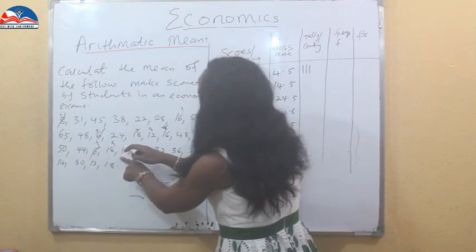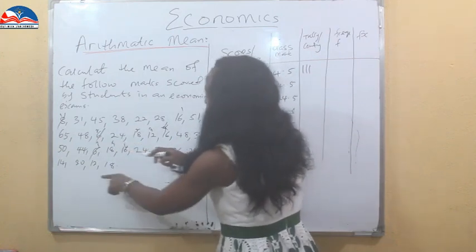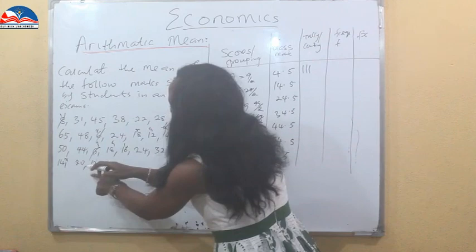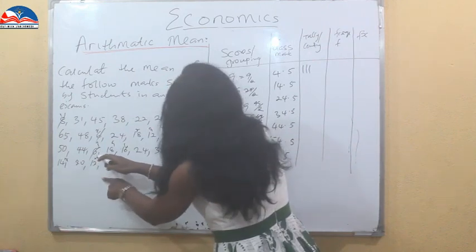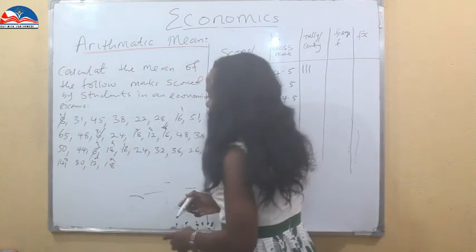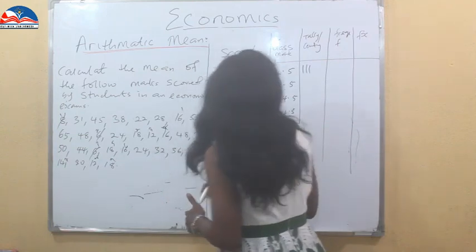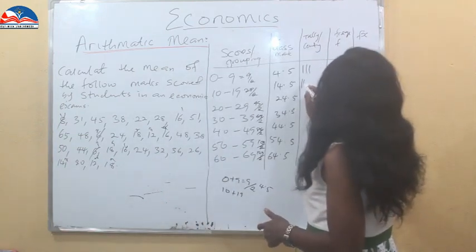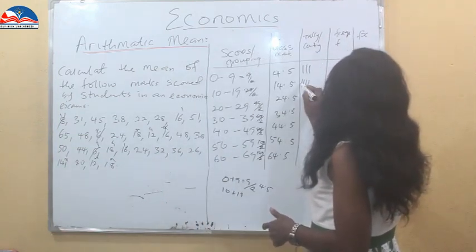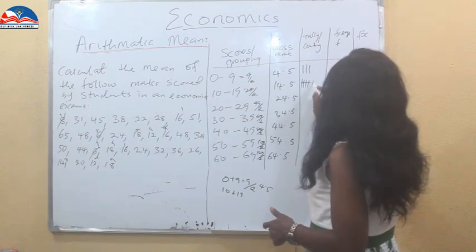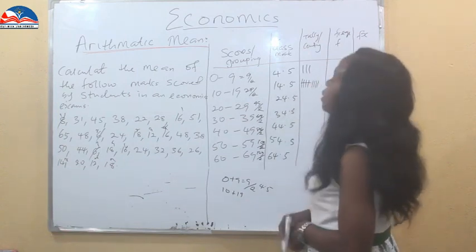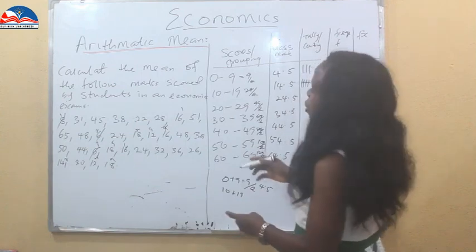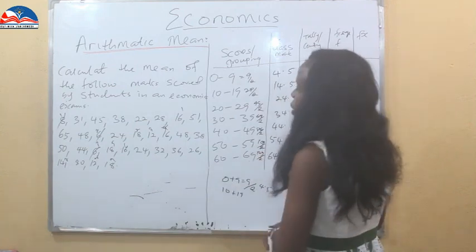4, 5, 6, 7, 8, and 9. So we have 9. Remember our tabulation: 1, 2, 3, 4. The fifth one. This is 5, 6, 7, 8, 9. Same way you do for the other ones.